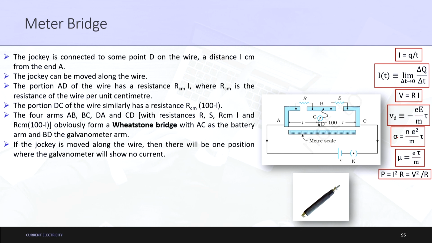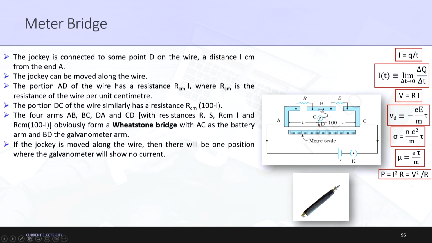The jockey is connected to some point D on the wire. Let us suppose this is a jockey and this is that metal wire. Let's say I am putting my jockey at this portion here. Let's say this is the point D. So the jockey is connected to some point D on the wire at distance L centimeters from the end A. I am assuming that this is the L centimeters from end A.